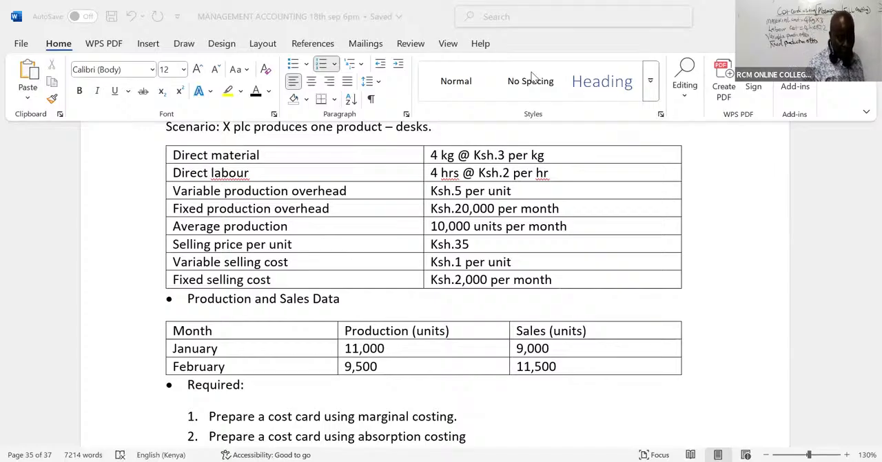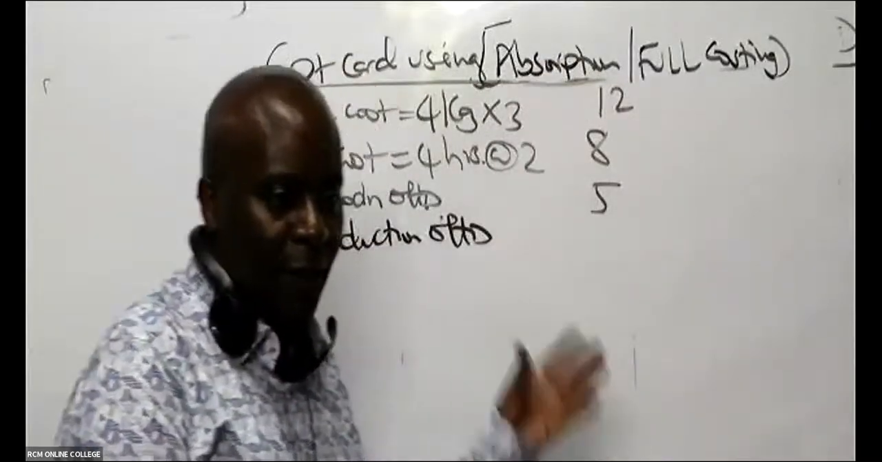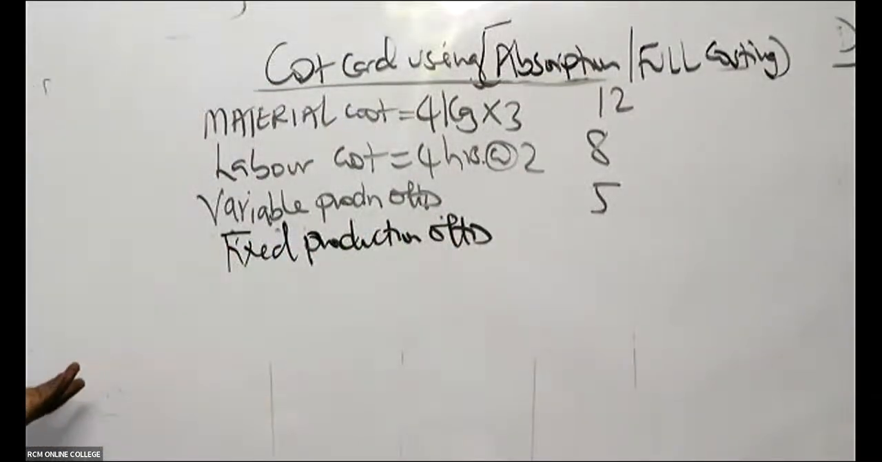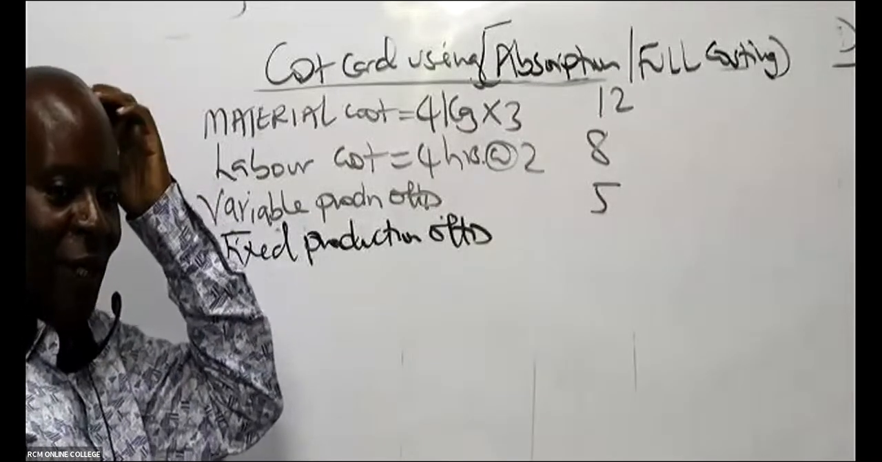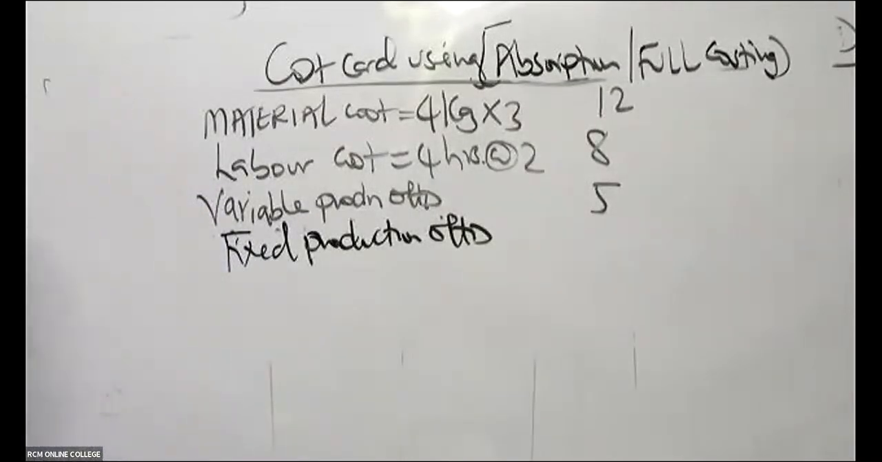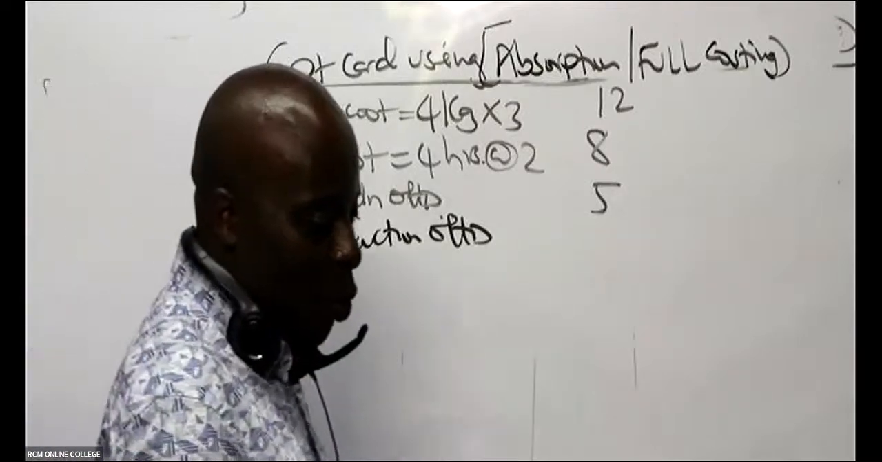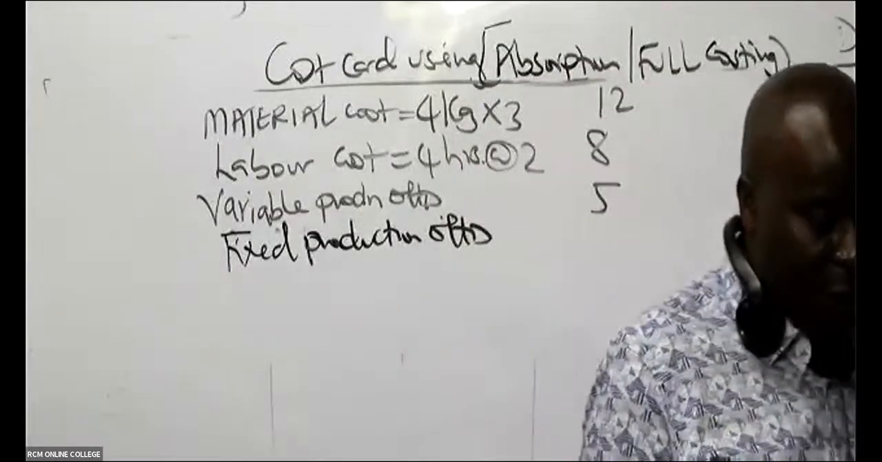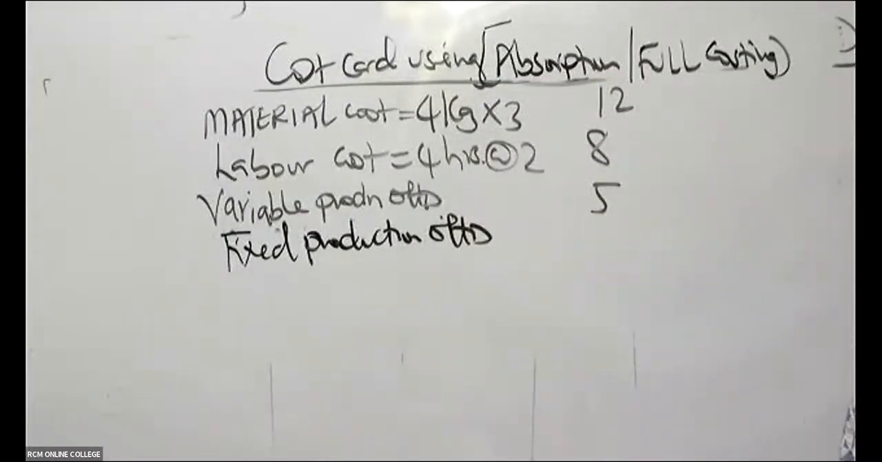And you need to be very fast like myself. I mean, you can see how fast I've written. I've just finished writing. And you are the Gen Zs. Remember, you can't take my shortcut. Karibu. This is number 2, cost card using absorption, or what we have also called in the past, full costing. Is that okay?